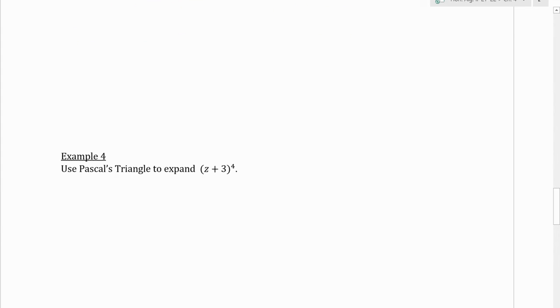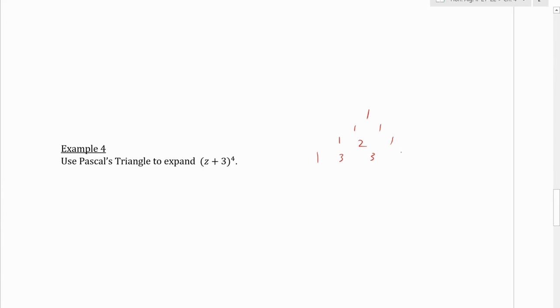Okay. All right, this one. Let's get our... Okay, so I'm going to have 1 of the z to the 4th plus 4z cubed, and I'll pick up a 3, plus 6z squared, I'll have a 3 squared, plus 4z times 3 cubed, plus a 3 to the 4th. Not z to the 4th, sorry, 3 to the 4th, duh.